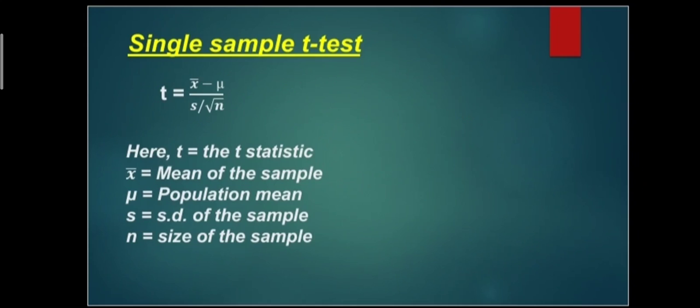Then we calculate the standard deviation of the sample, and n will be the size of the sample, that is, the number of observations in the sample. Here standard error is calculated by standard deviation divided by root of n. Standard deviation is calculated using the formula which is the square root of the sum of (x minus x bar) squared divided by n minus 1. By using that formula we can find out the standard deviation.